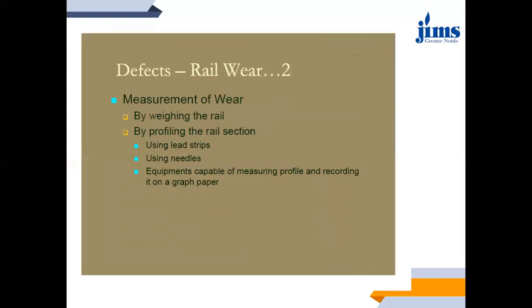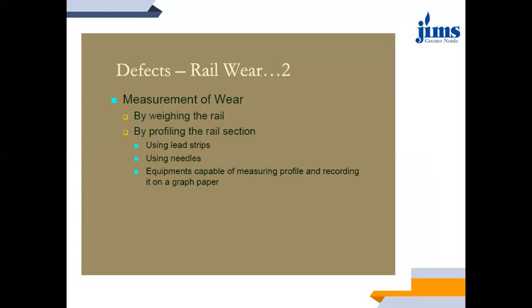The next is measurement of wear. There are two major methods of measurement of wear. Either it can be measured by weighing the rail, or by profiling the rail section. In the first one, we account for the weight of the rail. If there is a difference in weight of the rail, that means there is some sort of defect arising in the rail section.